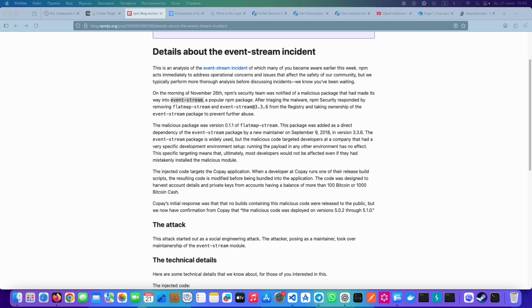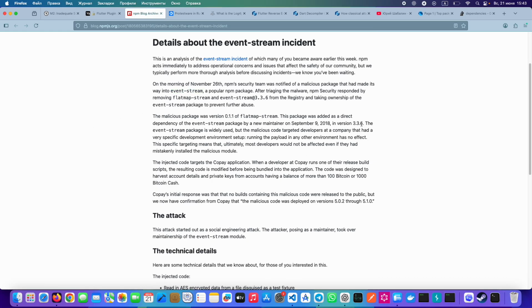The new maintainer, the guy who was given permission to maintain the project, said that he would maintain it, and there was a new version of event-stream. It was 3.3.6, I guess, and in that specific version, what did he do? He added a new specific event-stream dependency.